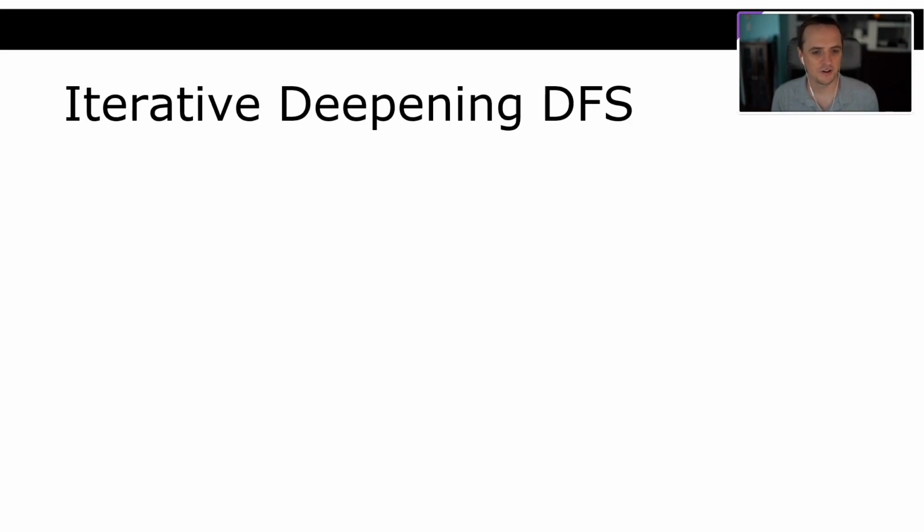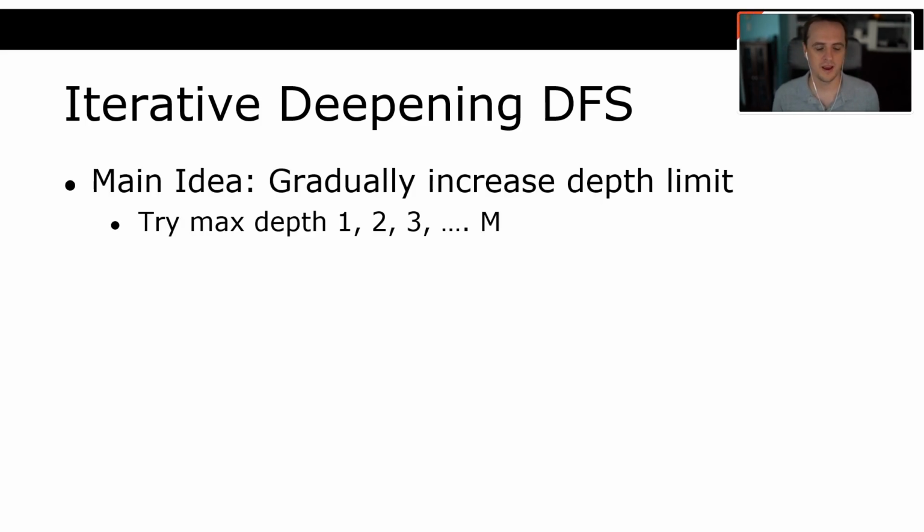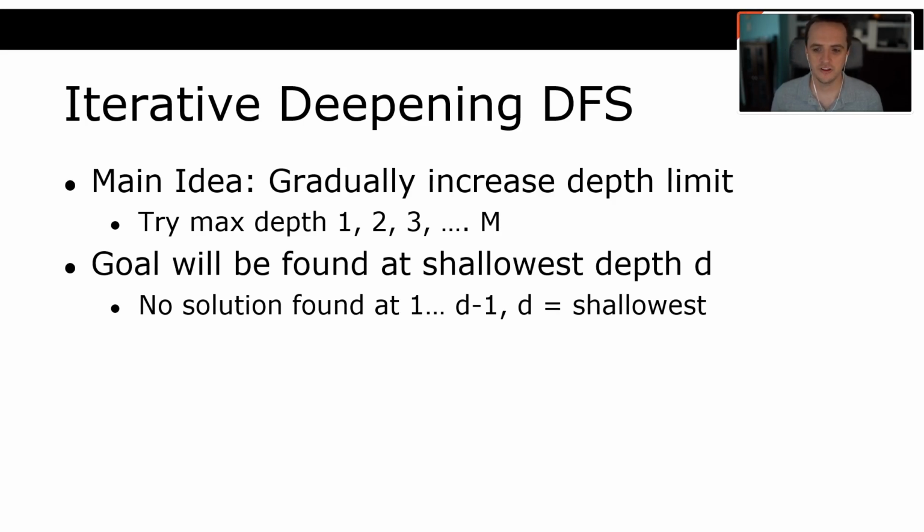So here is another algorithm. It's called Iterative Deepening DFS. And what does that mean? What we're going to do is gradually increase the depth limit. So we'll do a depth limited search for depth 1, then depth 2, then depth 3, and we'll do it all the way up to depth m until we find a solution. So the goal will eventually be found at the shallowest depth, right? Because we're going depth 1, depth 2, depth 3, depth 4, depth 5. If the solution was at depth 5, we'll find it and return it then.